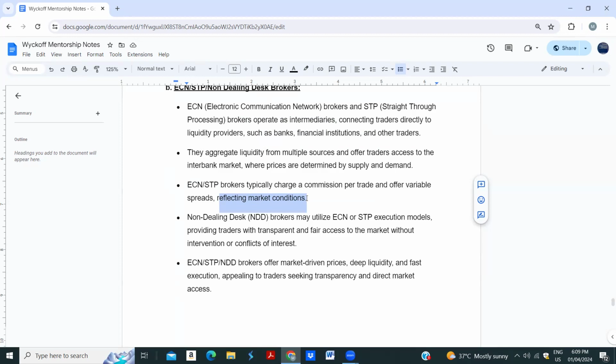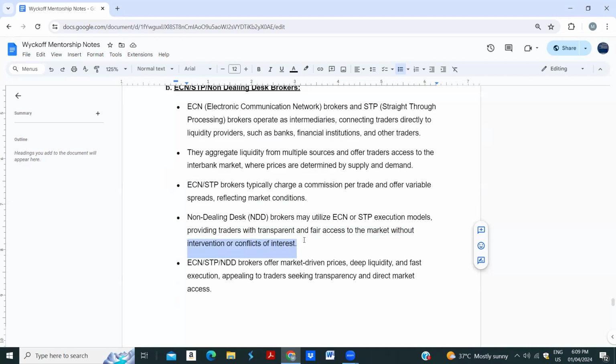So this is an advantage of the ECN, but the disadvantage is that they charge a commission and they offer a variable spread. This is one of the disadvantages. So non-dealing desk brokers may utilize ECN or STP execution models, providing traders with transparent and fair access to the market without intervention or conflict of interest.